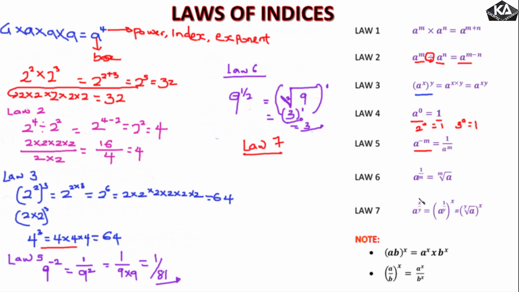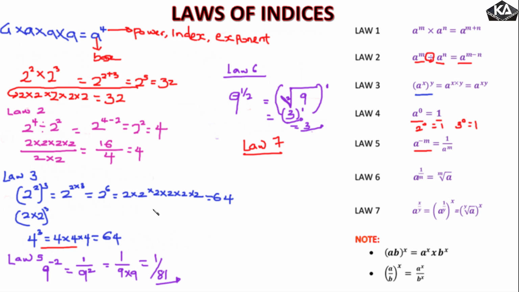Now, this is law 7. When you have a raised to power x over y, this is still a fraction. It will take the shape of a raised to power 1 over y, and you bring your x out, then it becomes the y-th root of a, raised to power x. Now, let me give you a typical example.